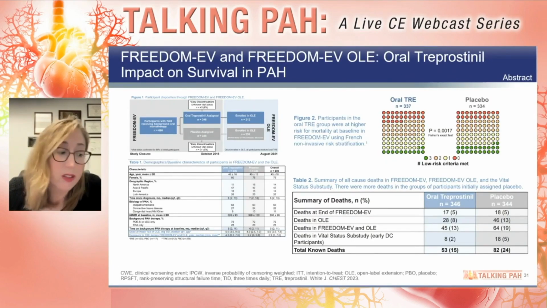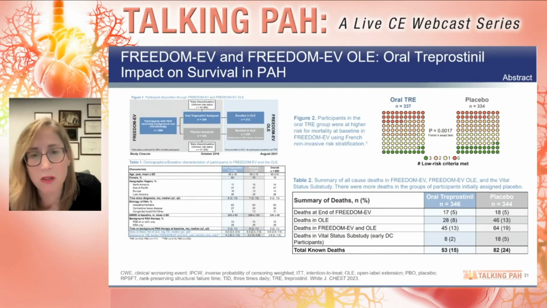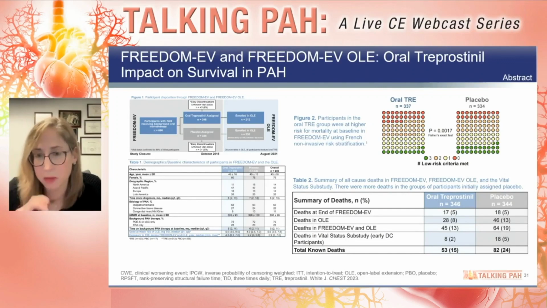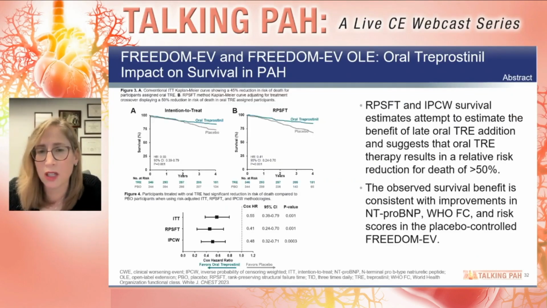And then finally, the FREEDOM-EV. So this was the oral treprostinil study. This was the multi-center study, which was a placebo-controlled study, and the open label extension. And really what this was trying to show us was, hey, what happens with the placebo group, the ones that switched from placebo and then got drug? Was it as effective in that placebo crossover group? And what you can see here is that there were more deaths on placebo than oral treprostinil in the open label extension. And what they did was different statistics than what we've used before.